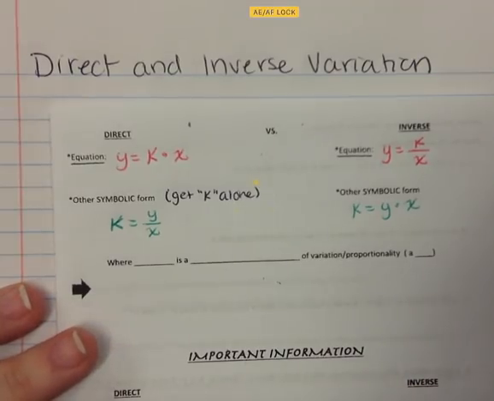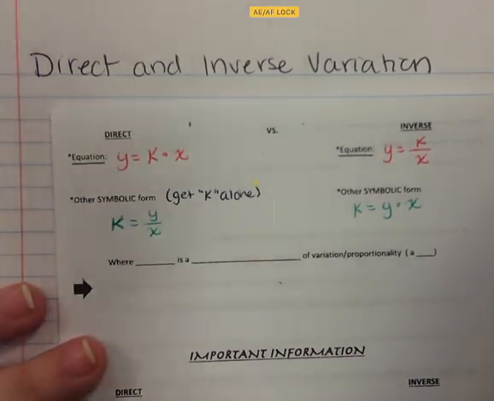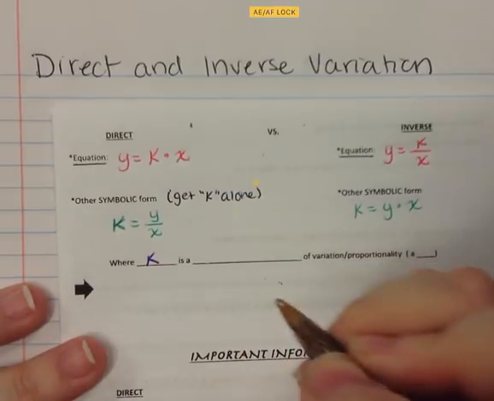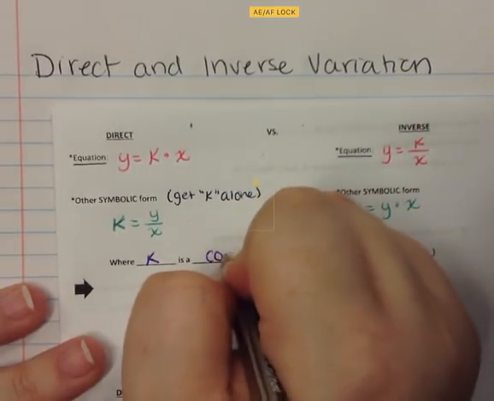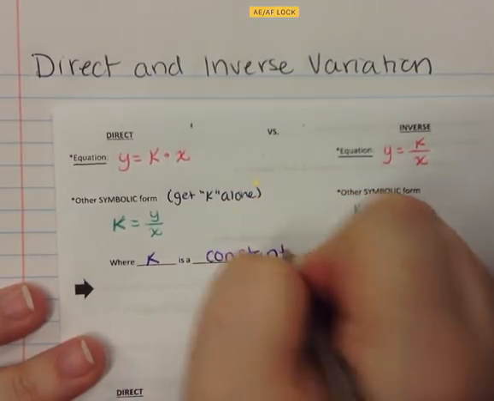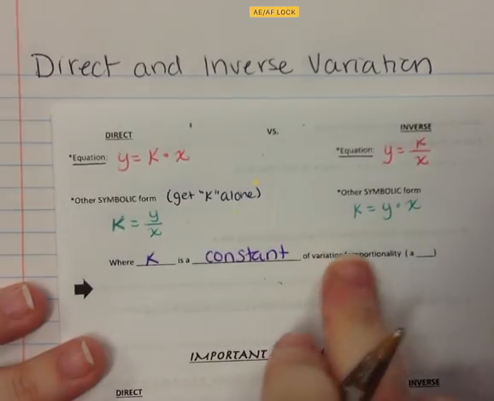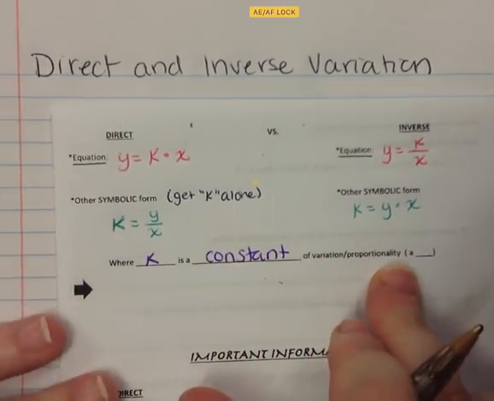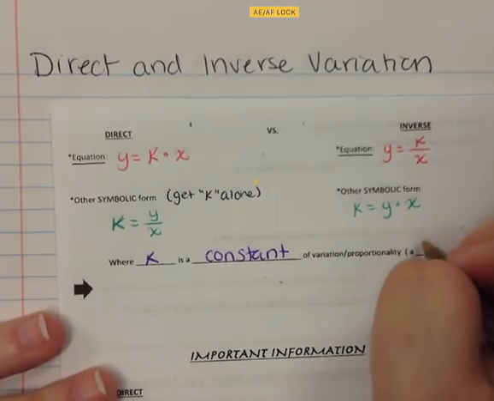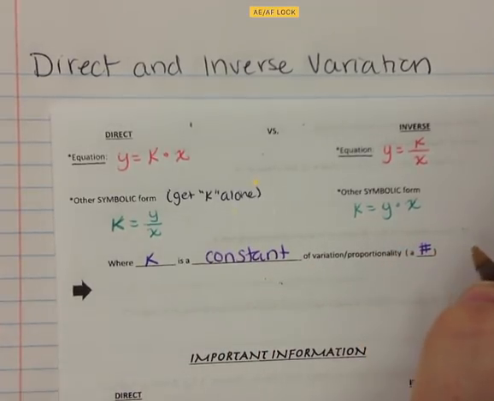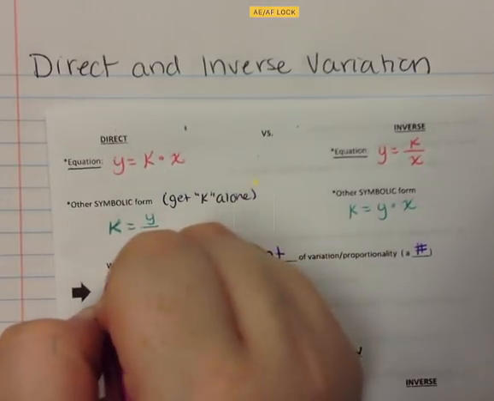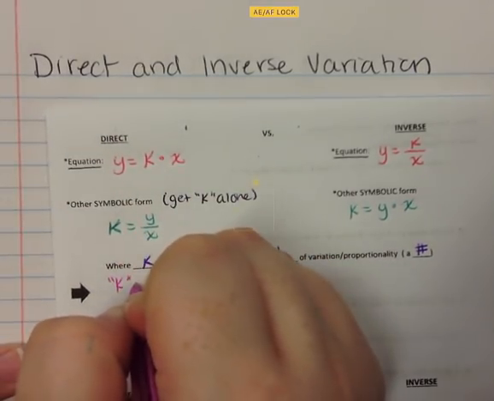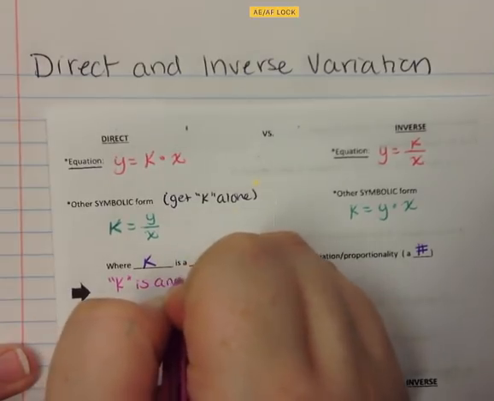Now, what is k? This is where k is a constant of variation or proportionality. So constant of variation or constant of proportionality. What that really means is that k is a number. Now k is any number. K is any type of number.